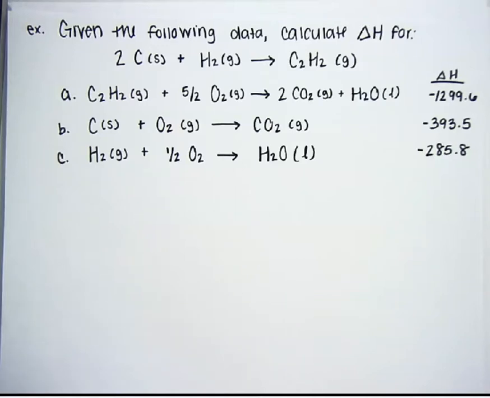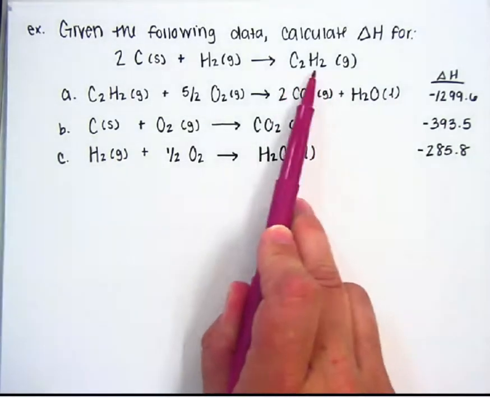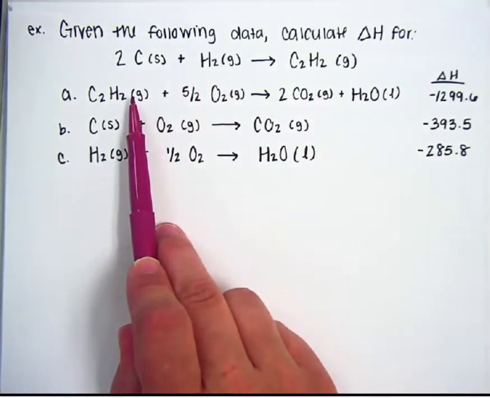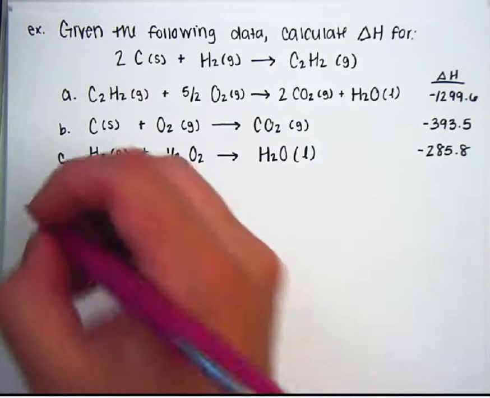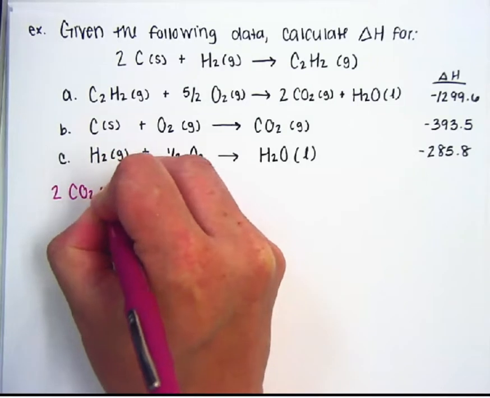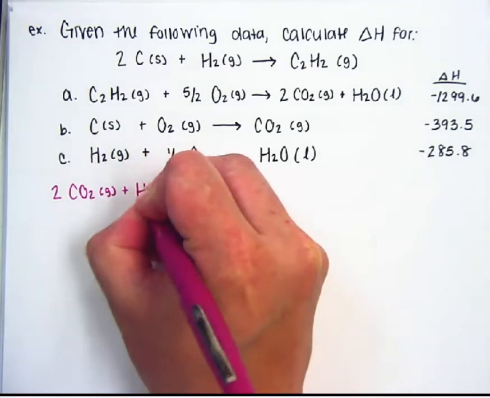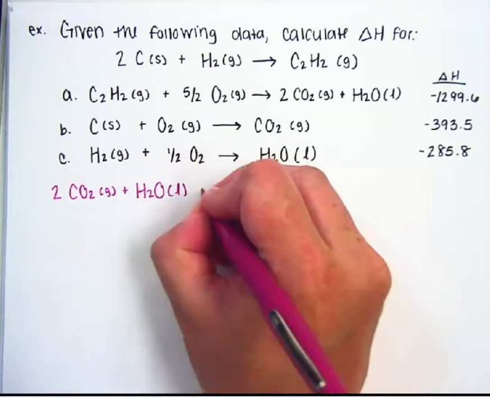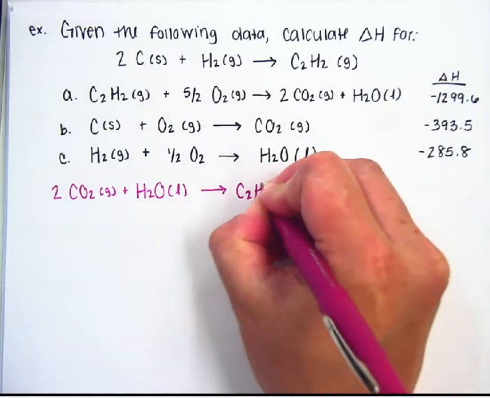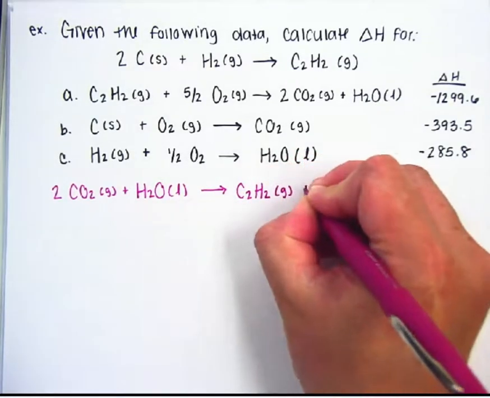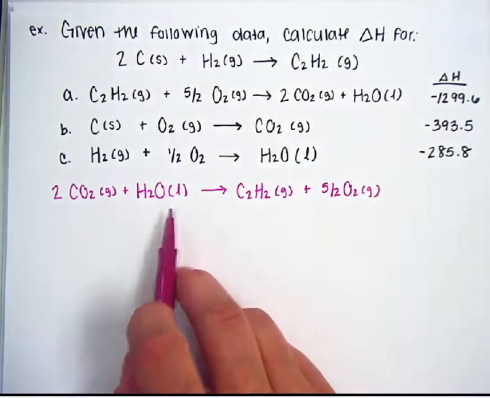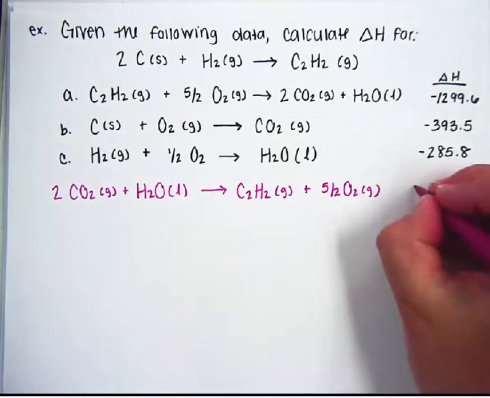So for the first reaction, notice in my master reaction, C2H2 is on the right. Here, it's on the left. So let's go ahead and reverse this reaction. Anything that is on the product side gets moved over to the reactant side. Anything that was on the reactant side, the left side of the arrow, now goes on to the right. Since we reversed the reaction, we also reverse the sign.